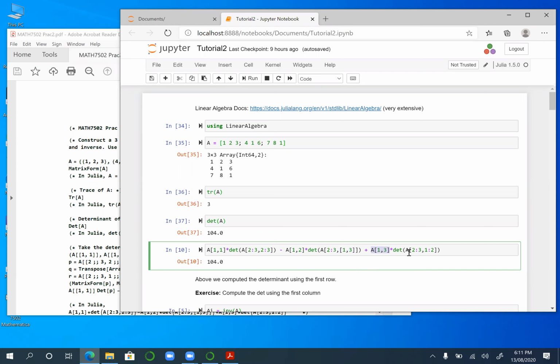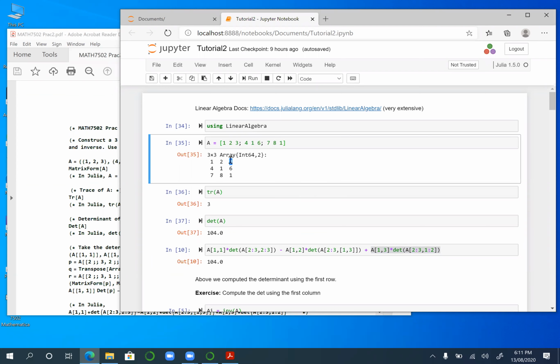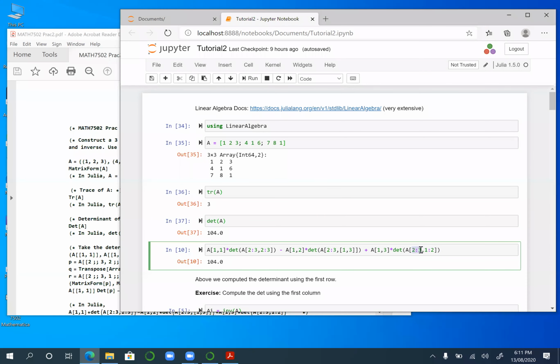Okay, and the last one is nothing surprising. It looks a lot like the first. So we have the third entry of the first column, that 3, and then we want to multiply by the determinant of the matrix 4, 1, 7, 8. But to get that, we take rows 2 through 3, and then columns 1 through 2, okay? So that's somewhat different to what we see in the second entry there.